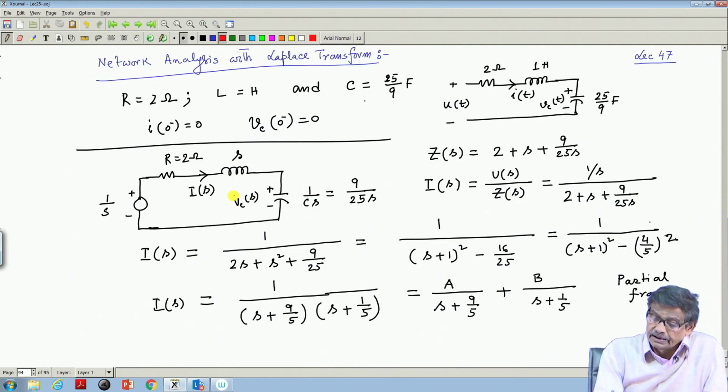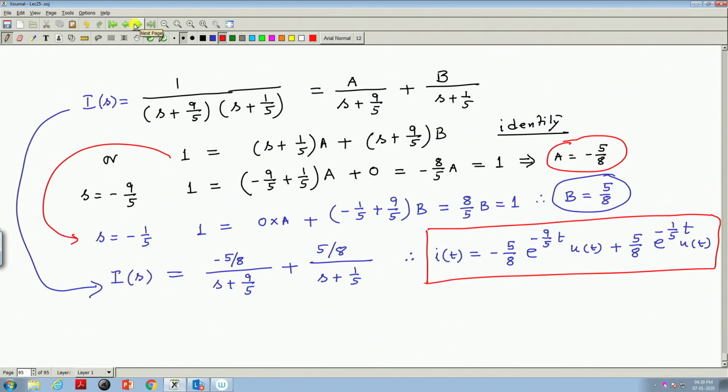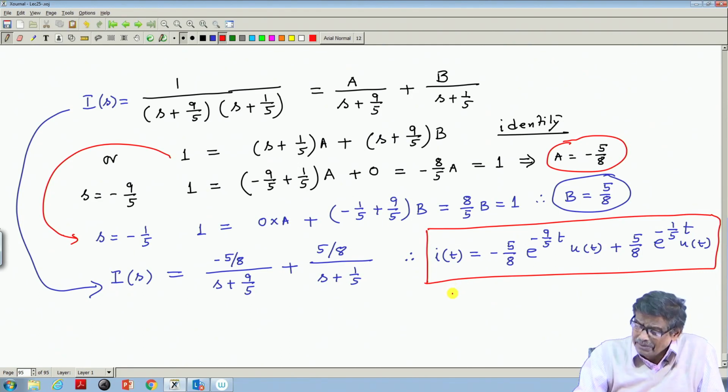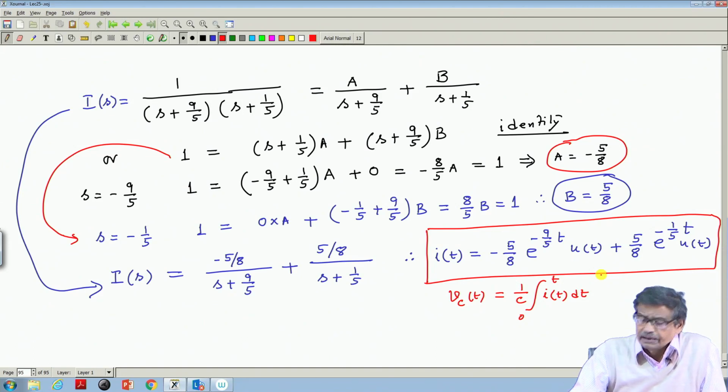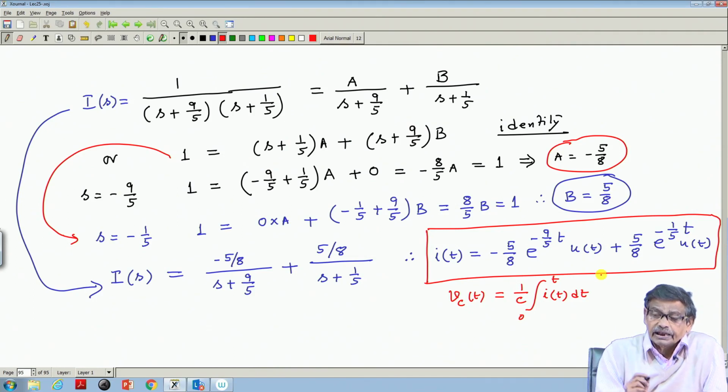For example, if I want to solve for VC(t), one way of doing this, since you have got I(t), is to remain in the time domain and say that the capacitor voltage VC(t) will be 1 over C, use this formula, integral from 0 to t, because the capacitor had no voltage for t less than 0, of I(t) dt. You have to integrate this and get the capacitor voltage, and this can be easily done. But nonetheless, I will still apply the Laplace transform to get VC(s).